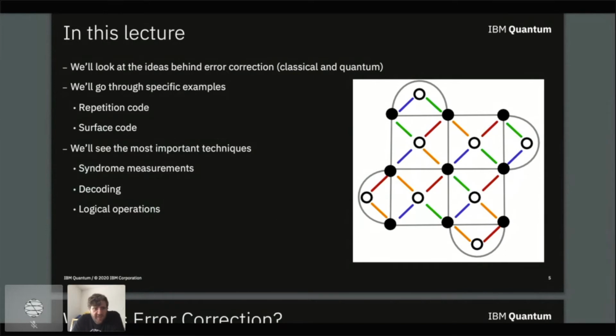In both of these codes, we will see all of the most important techniques which are relevant for all forms of quantum error correction, which are syndrome measurements, decoding, and logical operations. And these will mean nothing to you at the moment, but the idea of the lecture is that at the end, they will mean something to you.